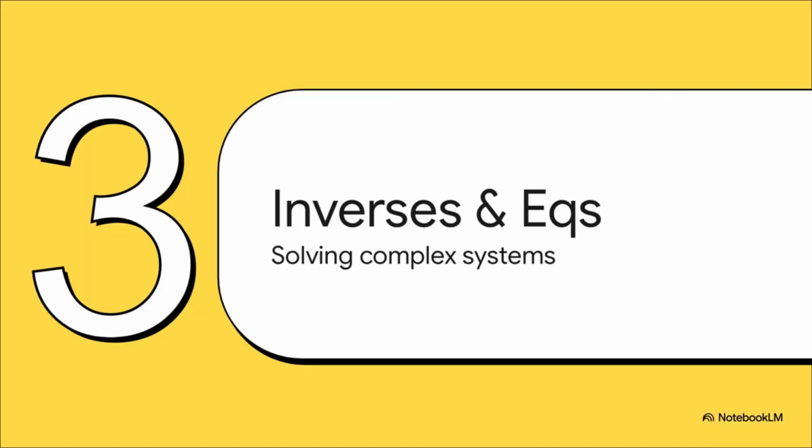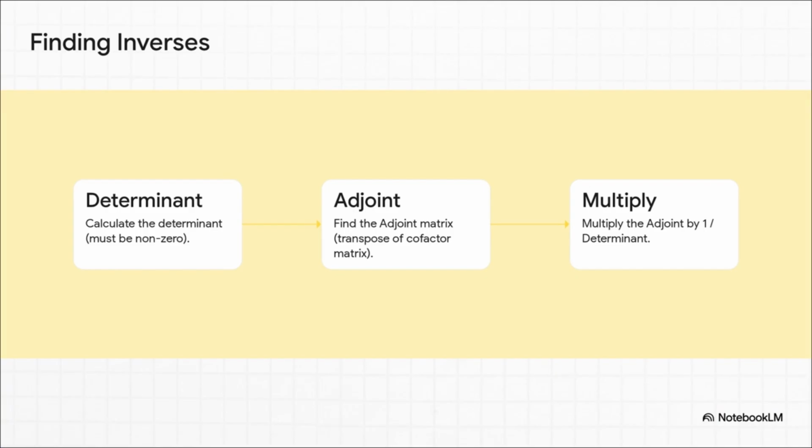On to Section 3, Inverses and Solving Linear Equations. With our operations and determinants firmly in our tool belt, we are ready to start building real structures and solving complex systems. In computer science, we often need to reverse a matrix operation, which means finding its inverse. Imagine a matrix actively transforming some data, and then the inverse matrix acting like a rewind button, perfectly undoing that exact transformation. To find it, you follow 3 strict algorithmic steps.